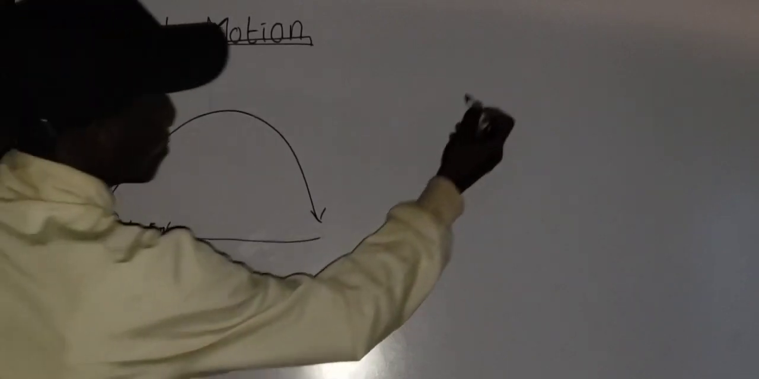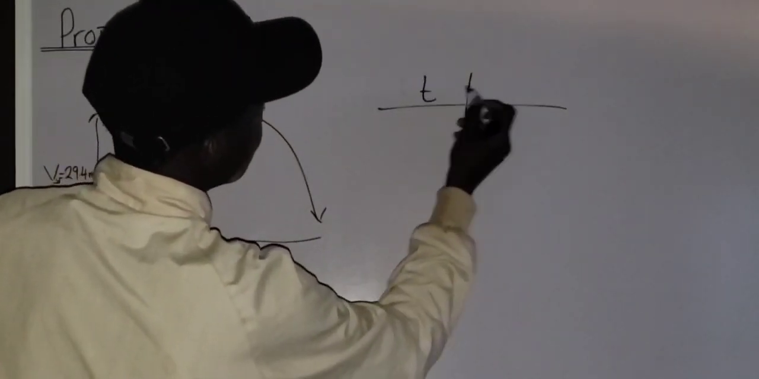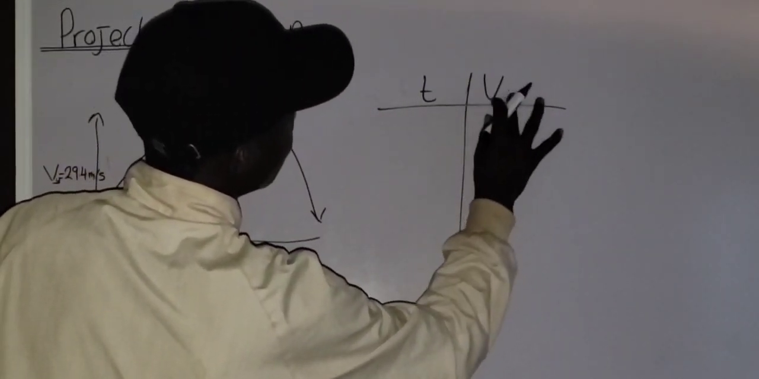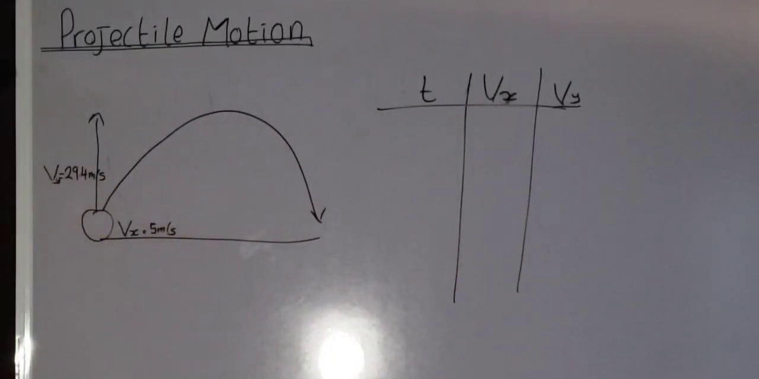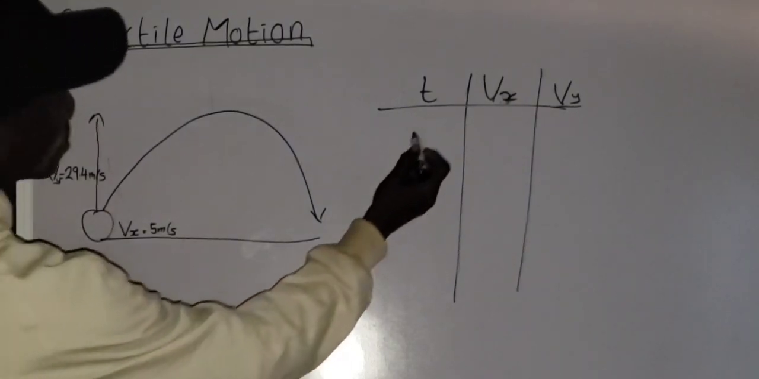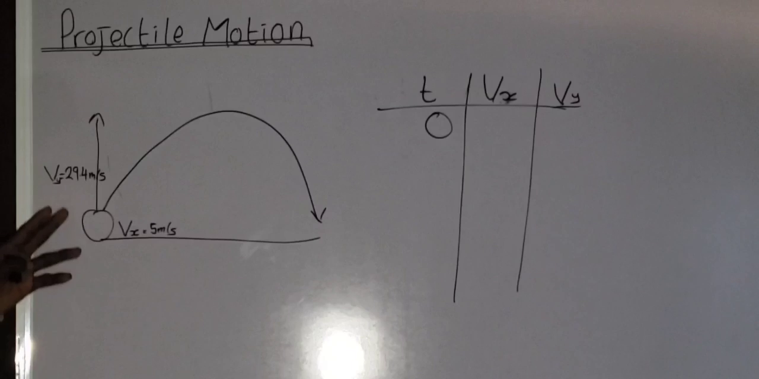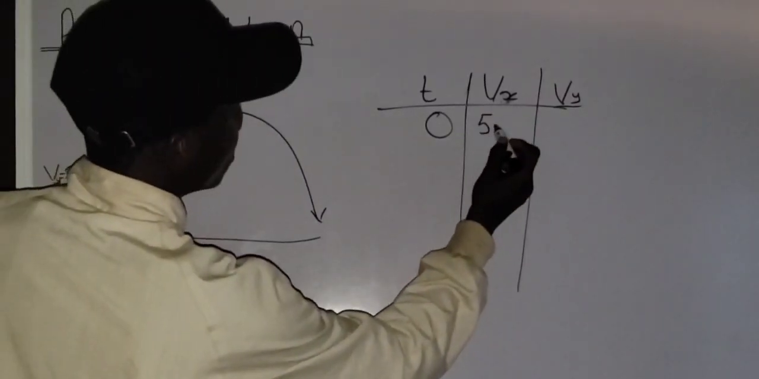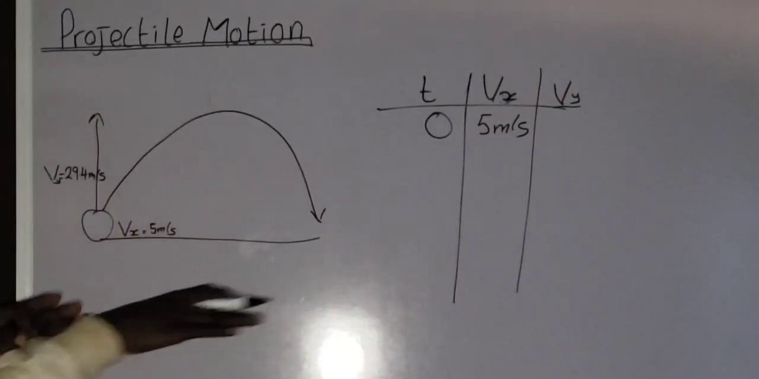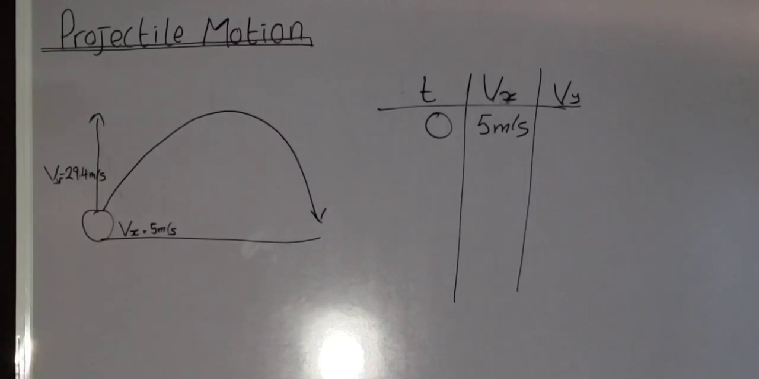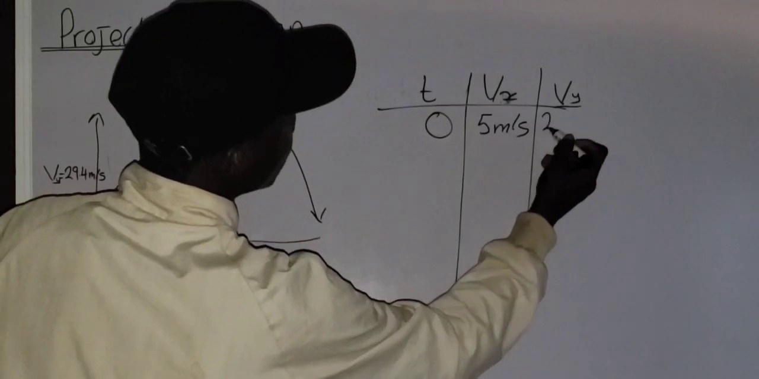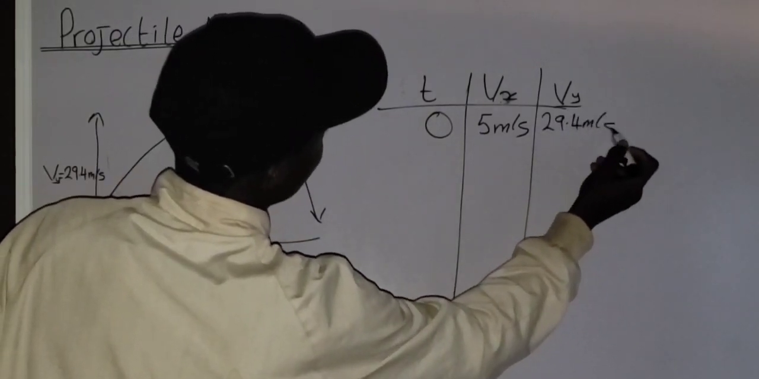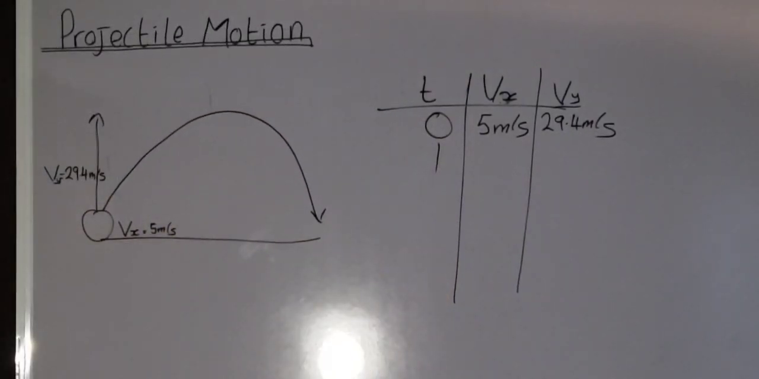Let us have another table. Okay, we have time, Vx and Vy. Do you understand? Now, what will happen to both Vy and Vx after 1 second? At 0 seconds, the velocity Vx is what? 5 meters per second. The velocity of the ball along the vertical axis is what? 29.4 meters per second.